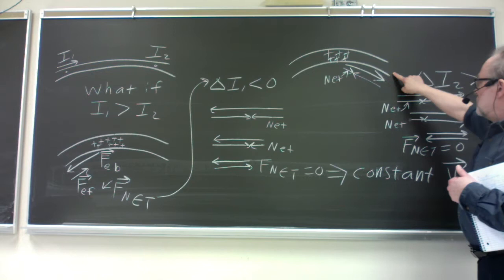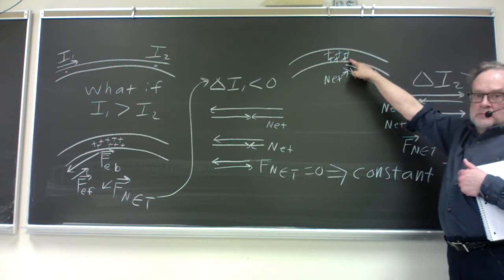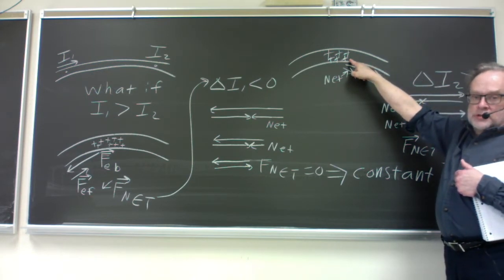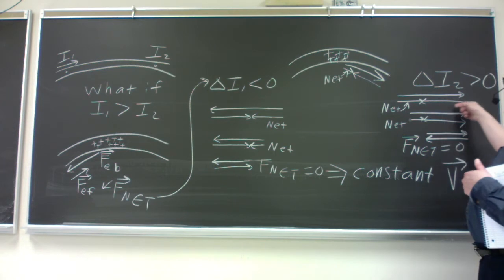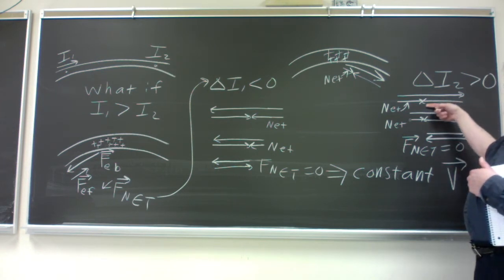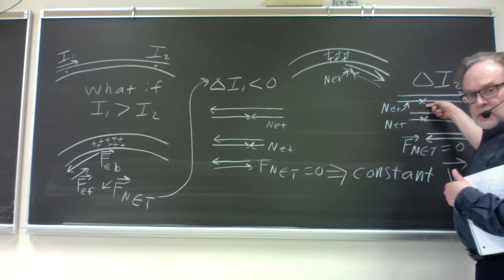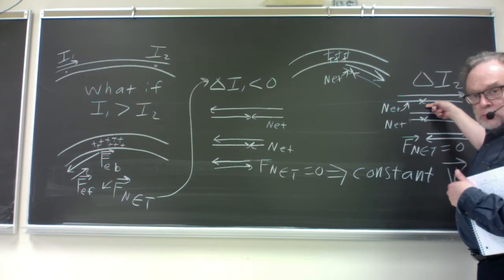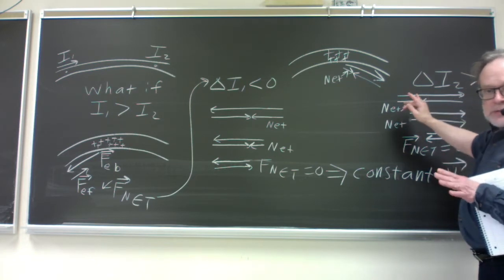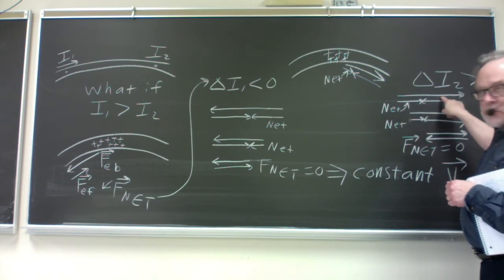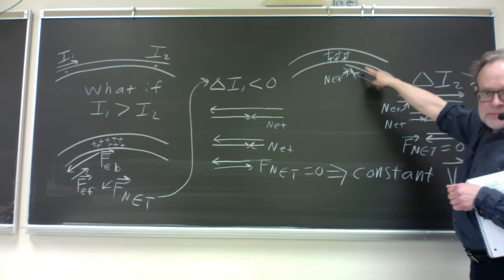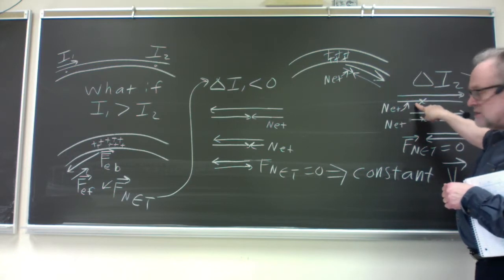As I2 flows this way, it feels more charge behind than usual, so there's a stronger repulsion pushing I2 forward. The backwards force that it feels from all of the atoms and ions that are blocking the path is still there. It's the same as always. But the forward push from the extra charge is extra strong, so there's a net forward force.